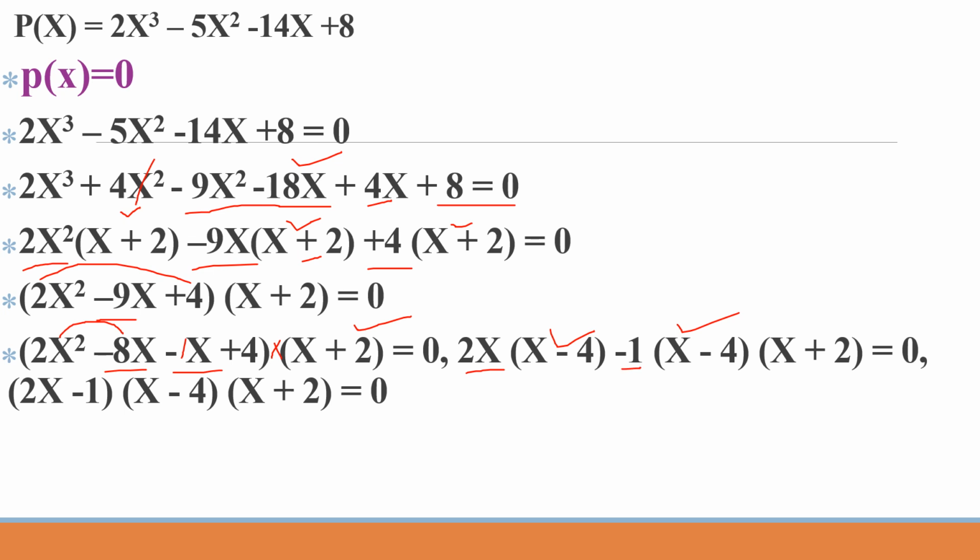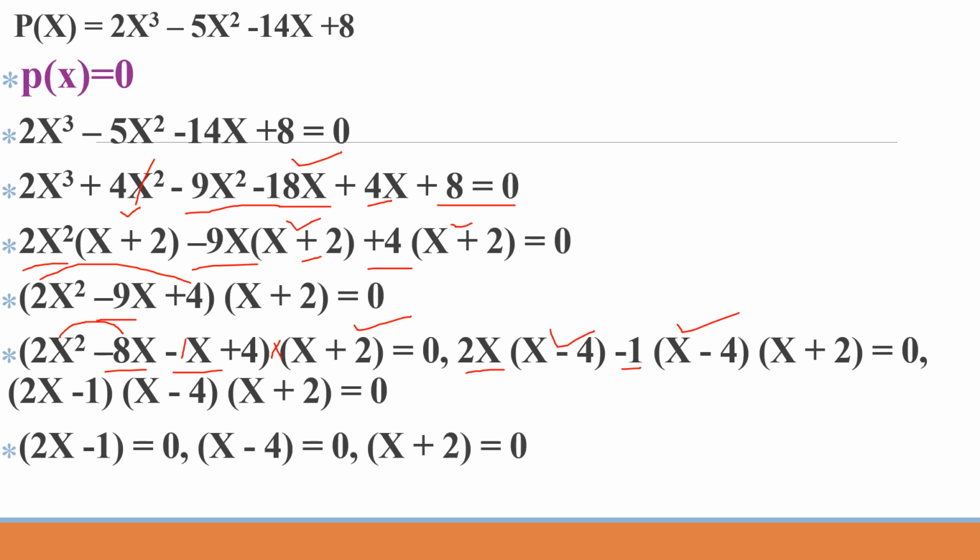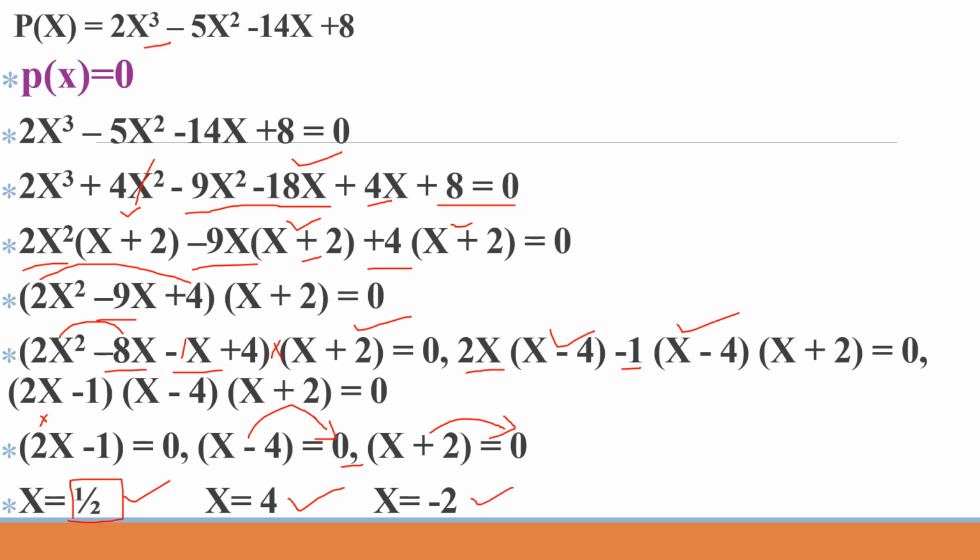We are going to equate all the three terms to 0: 2x minus 1 equal to 0, x minus 4 equal to 0 and x plus 2 equal to 0. Now when we take the term to this side, 2x equal to 1, and since it is in multiplication, when it moves to the other side we get x equal to 1 by 2. Then x equal to 4, and x equal to minus 2. For a cubic polynomial, we have got 3 roots, 3 values of x after equating it to 0.